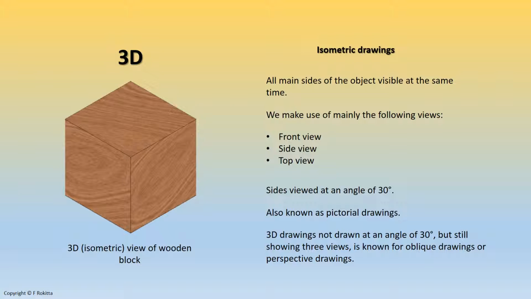With 3D drawings, or in other words isometric drawings, all of the main sides of the object are visible at the same time. We mainly make use of the front view, the side view, which could be either the left or right side view, and the top view. All sides of the object are viewed at an angle of 30 degrees. These drawings are also known as pictorial drawings, and the 3D drawings not drawn at an angle of 30 degrees but still showing three views are known as oblique drawings or perspective drawings.